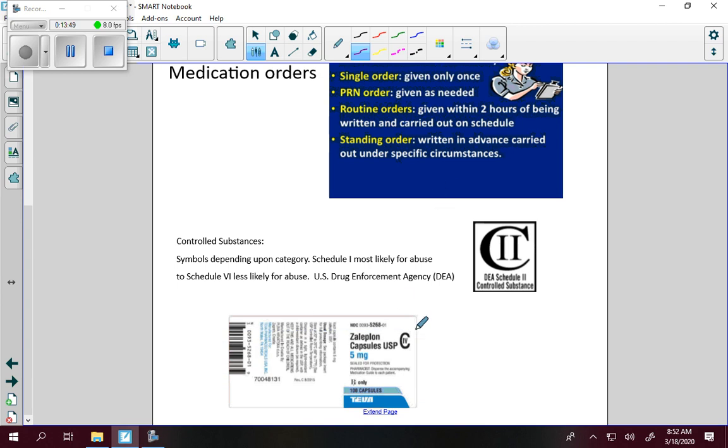And then if you see this little C on medicine labels, it means that they're a controlled substance. Symbols depending on the category. A Schedule 1 is most likely for abuse, and a Schedule 6 is less likely for abuse. And that's determined by the U.S. Drug Enforcement Agency, or the DEA.